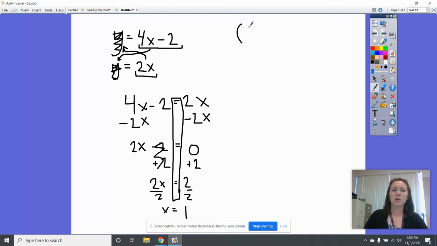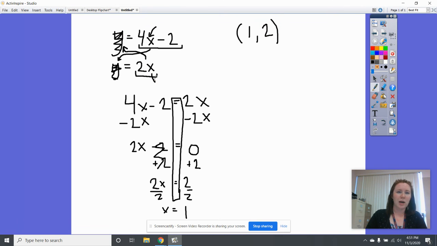So we know the x-coordinate of our answer is 1. But for a system of equations solution, we need an x and a y value. So the y value is pretty easy. I'm just going to plug x back right here. So 4 times 1 is 4 minus 2, y equals 2.